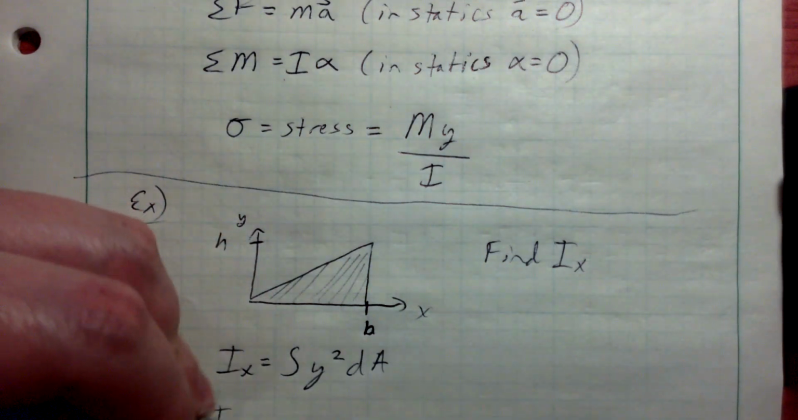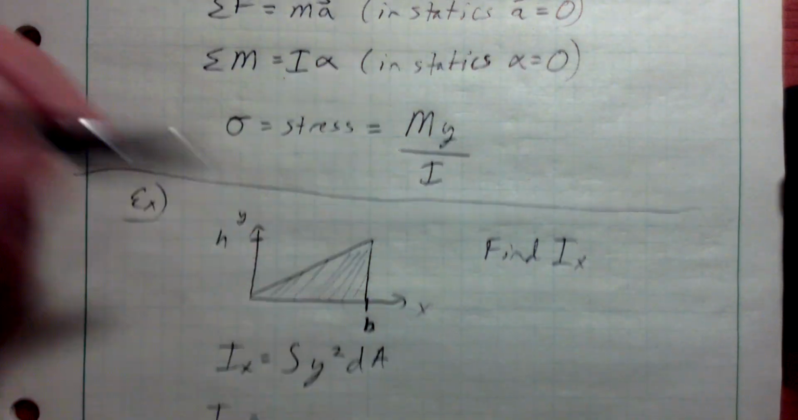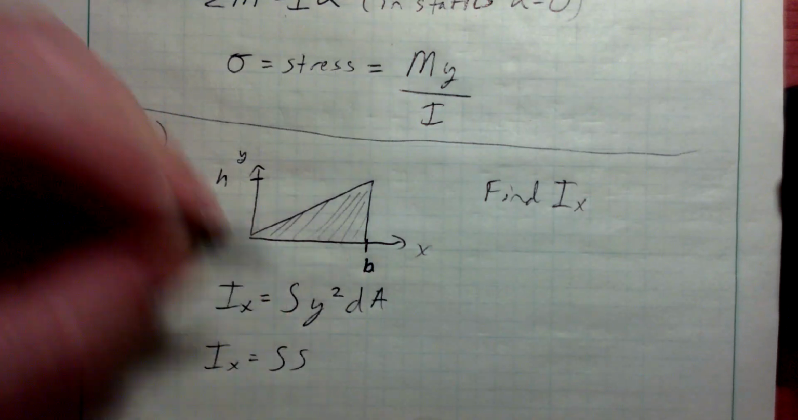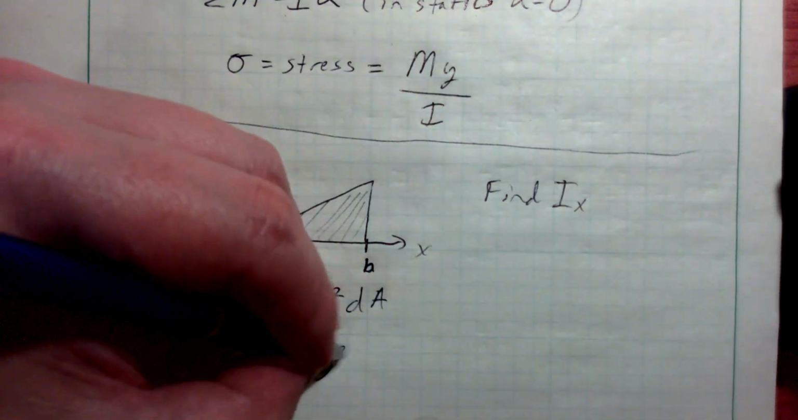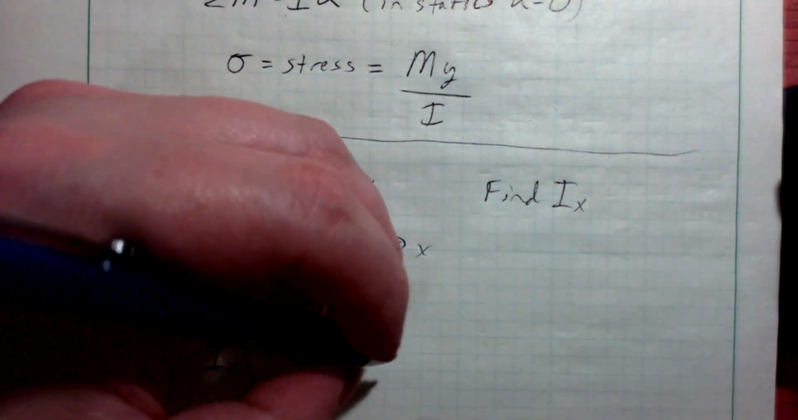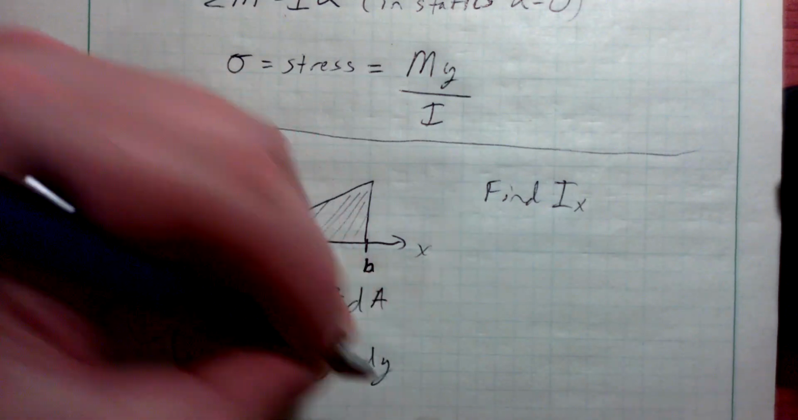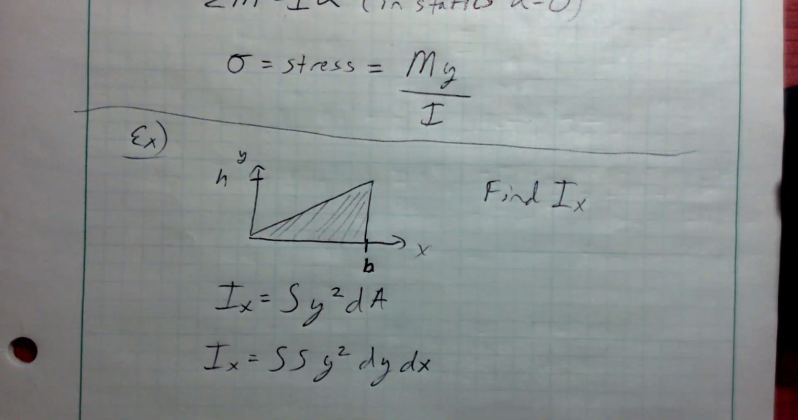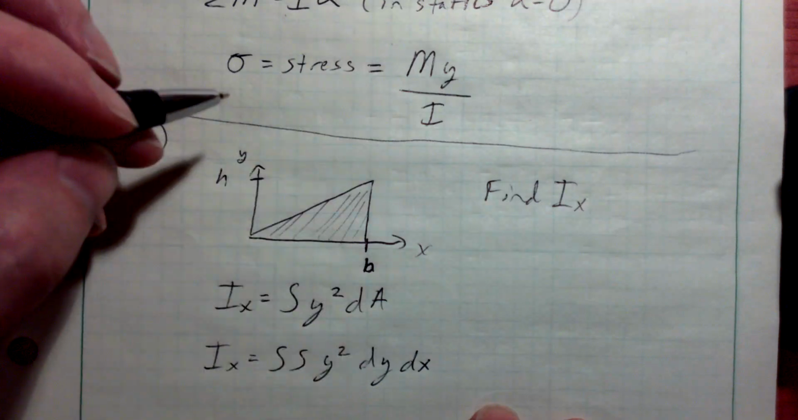So if I want to approach this as a double integral, I'm integrating across this area, so I need to integrate it across x and y, kind of like I did with centroids. So I'm going to do two integrals. I'm going to integrate y squared. I'm going to go first with respect to y, just like I did with centroids, and then I'm going to go with respect to x. So dy dx is going to give me dA. Now I need to find limits for these integrals.